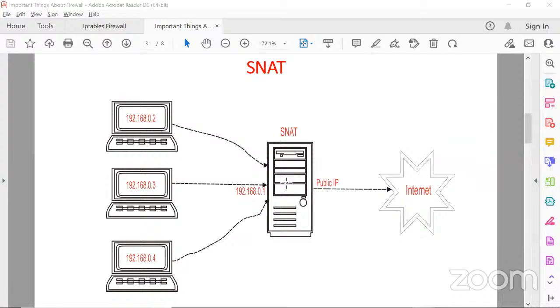The request goes to this device, and this device sends the request to the internet, because on the internet certain firewalls are already there, which we call ACL, access control list. By default, these do not allow traffic from the private range, whether it is the 192.168 series, the 172 series, or the 10 series. So we have to use the SNAT device. Some also call the SNAT device a proxy server. So that is the SNAT type of firewall. Then we have DNAT.